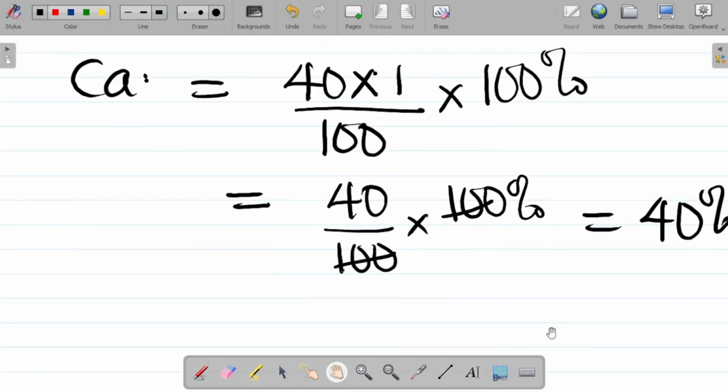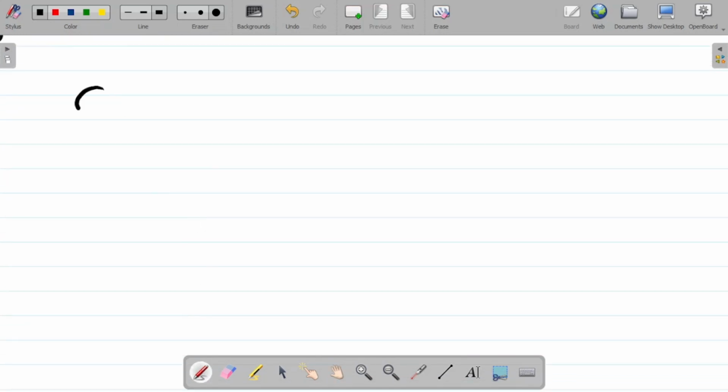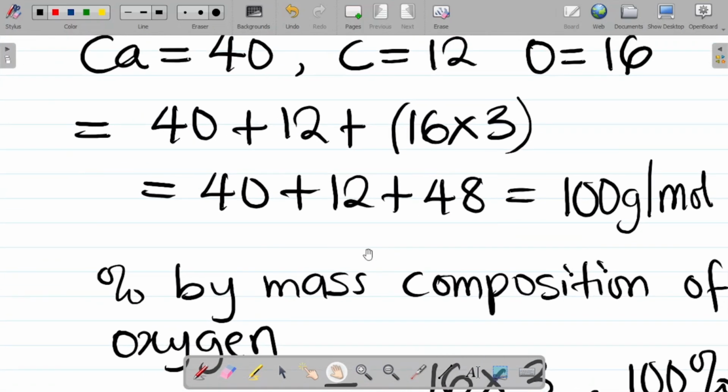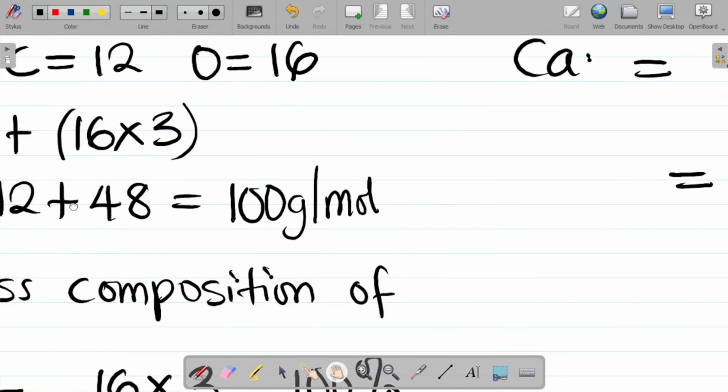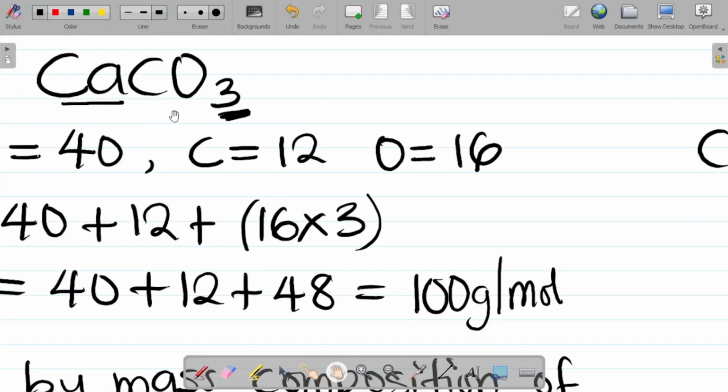Alright, let me just do the last one. For carbon there, the percentage composition by mass of carbon will be, for carbon, the atomic mass of carbon is 12. So that will be equal to 12 times the number of atoms of carbon is 1 all over, that's 1. I have just one carbon atom here.